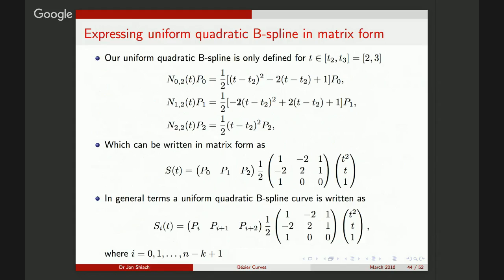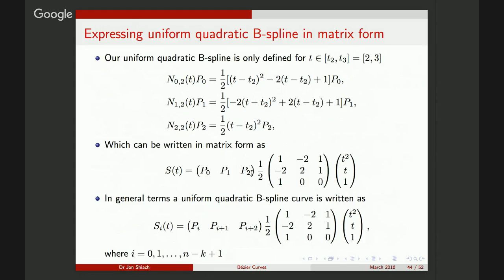Here we've got minus 2 lots of (t minus t2) squared, which is that bit, plus 2 lots of (t minus t2), which is that 2, plus 1. On the bottom, I've got 1 lot of (t minus t2) squared. So this is my B-spline for a quadratic for that knot vector. P0, P1, P2 are my control points. This matrix here is my quadratic B-spline, and again, we've got the same right-hand side vector.